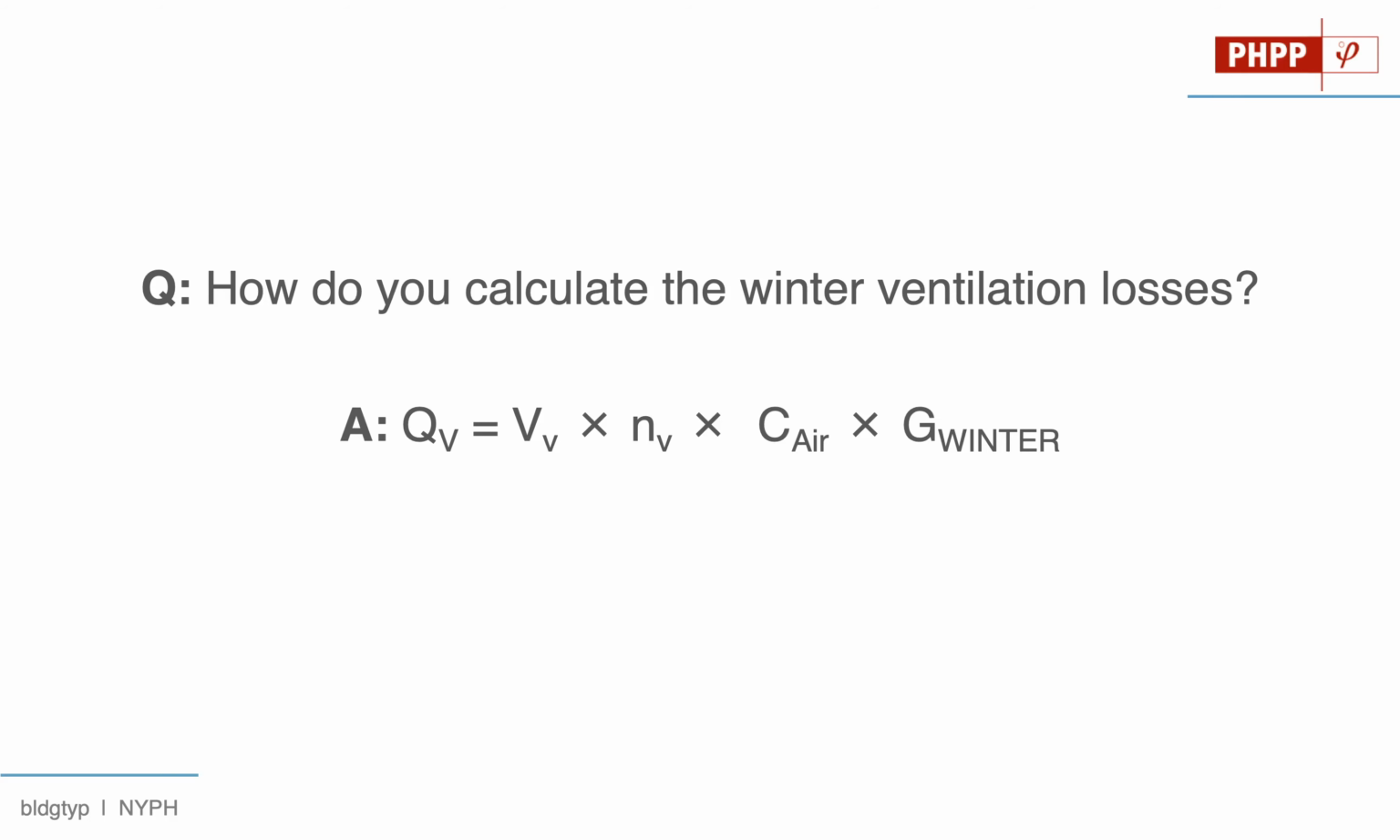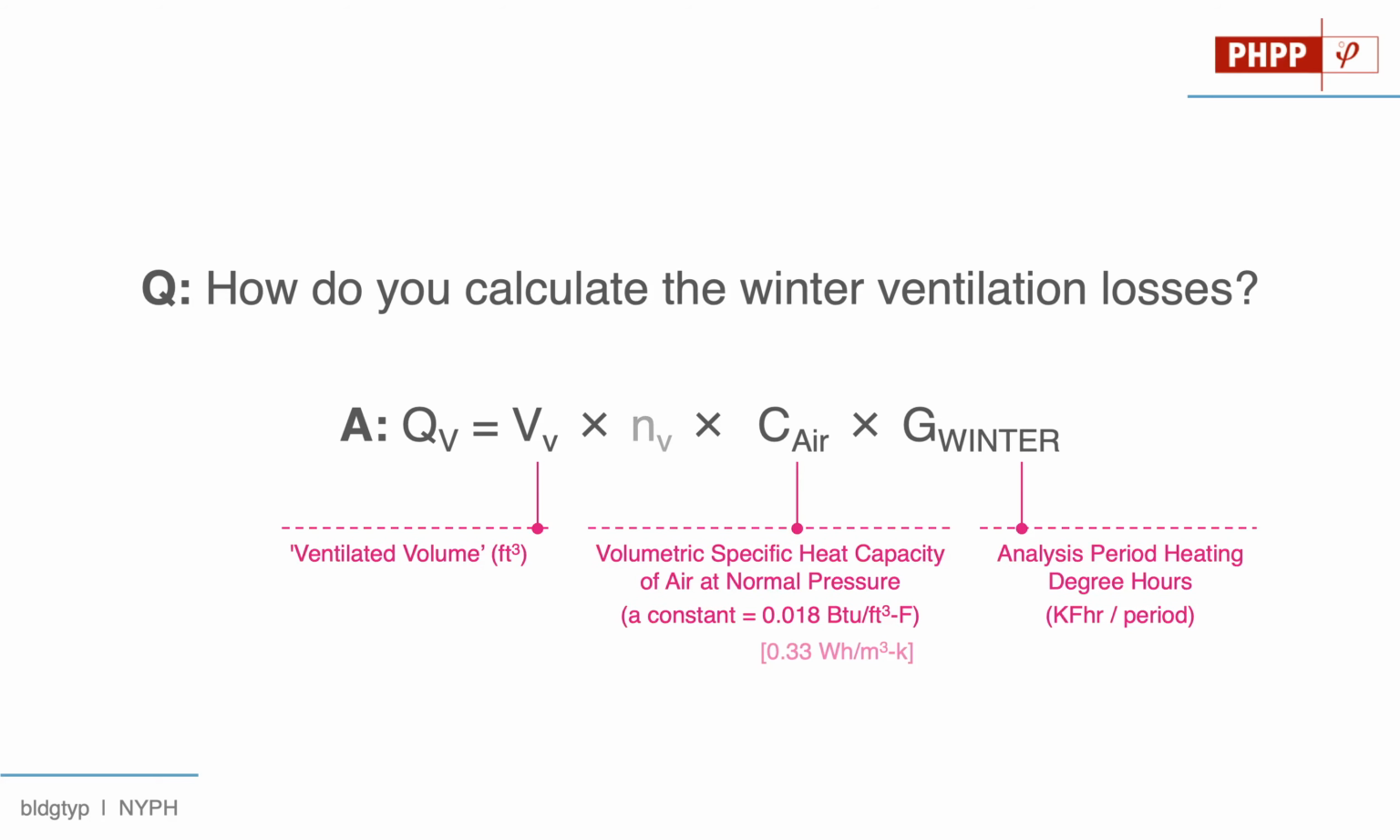Let's take the easy ones first, because some of these, while they have funny names, are actually quite straightforward. So first of all, the V sub V. That's going to be the ventilated volume of the building. It's the volume of the building, and that's going to be expressed in cubic foot in the IP version of the PHPP.